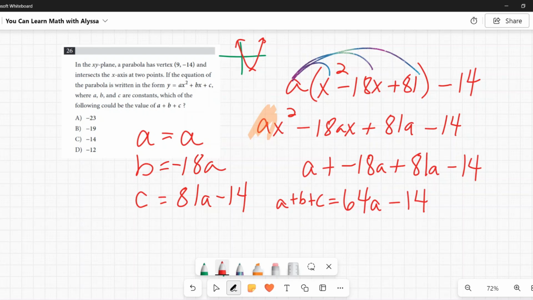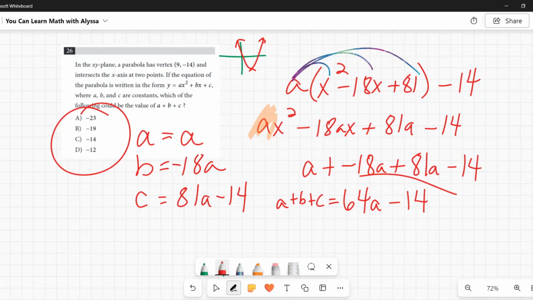Now, I'm asked to see which of these could be equal to this. Which of these numbers could be equal to 64a minus 14? Now we come back to this concept up here. This has to be a parabola that opens up because the vertex is below the x-axis, but it intersects the x-axis at 2 points. So a must be positive.